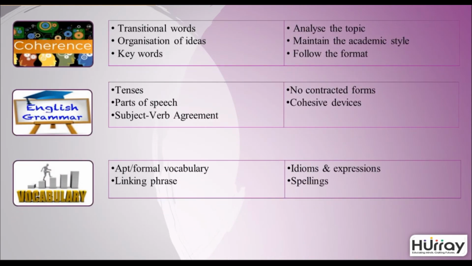There are 3 things you need to take care of in the letter, which is coherence, grammar, and vocabulary. You need to use transitional words, organize your ideas, and use keywords. Analyze the topic correctly, maintain the academic style, and follow the format. In grammar, use correct tenses, correct usages of parts of speech, subject-verb agreement should be accurate. Do not use contracted forms generally, and use cohesive devices.